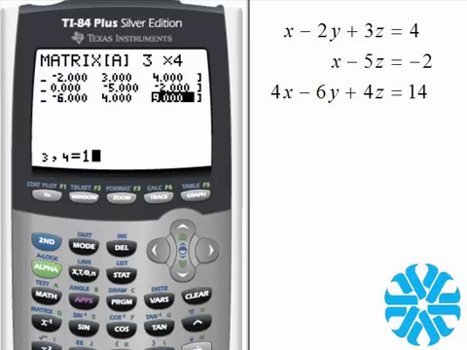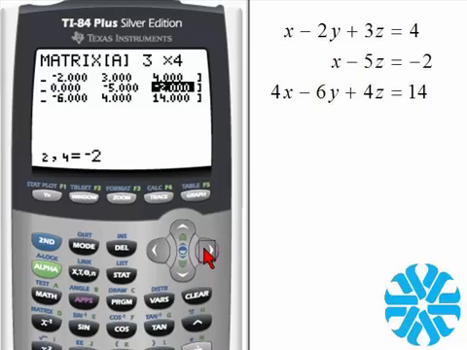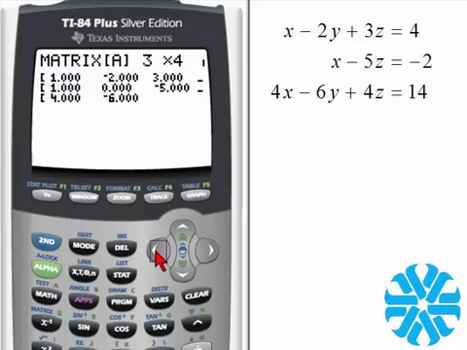Select enter. So let's just verify that these are all correct. So 4, 3, minus 2, and 1, that's fine, and 1x, 0y, minus 5z equals minus 2, that's fine. Then we have 14, 4, minus 6, and 4. Looks good. Okay, now let's go through the same process that we did before.